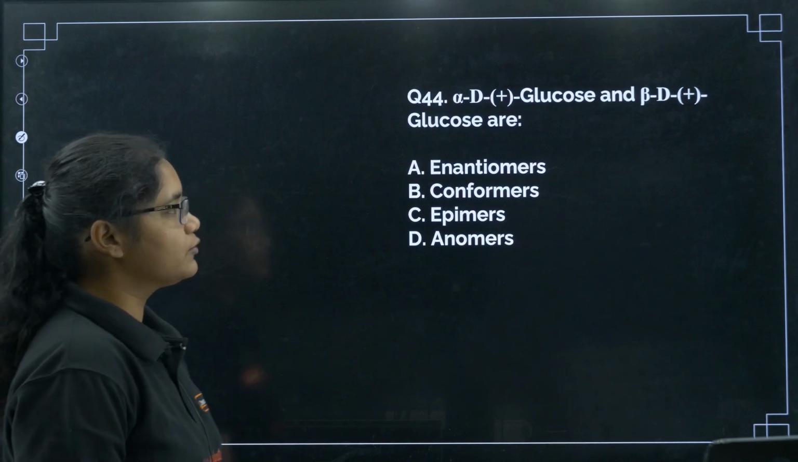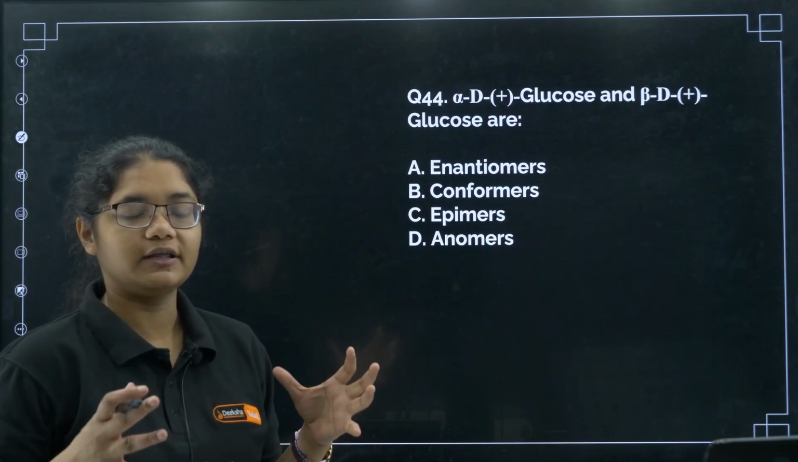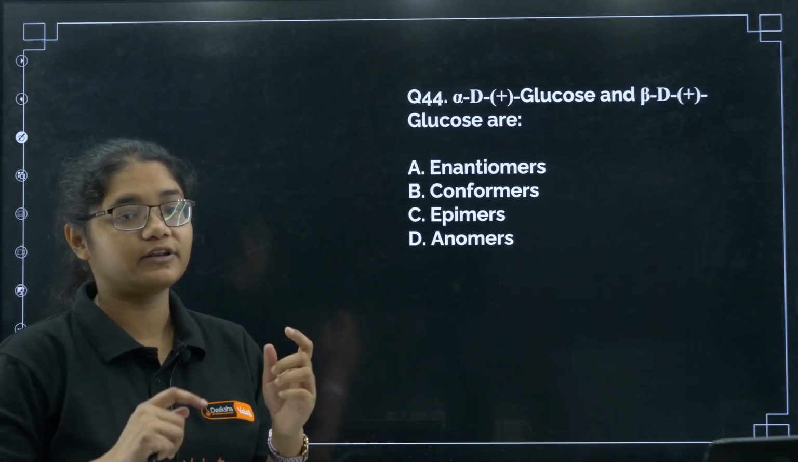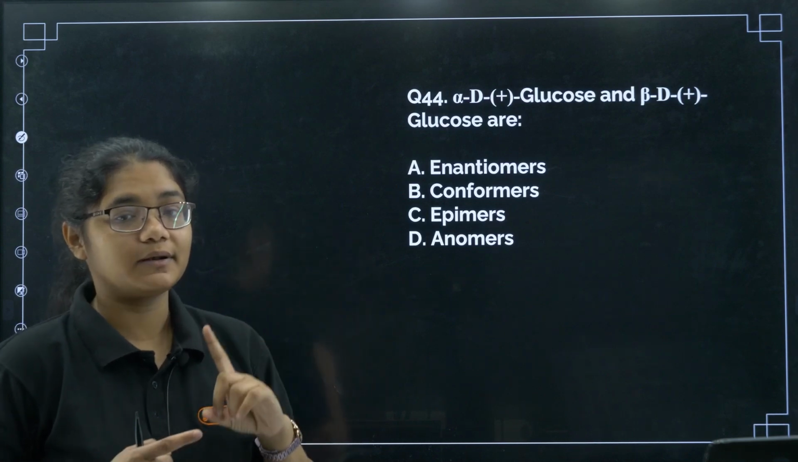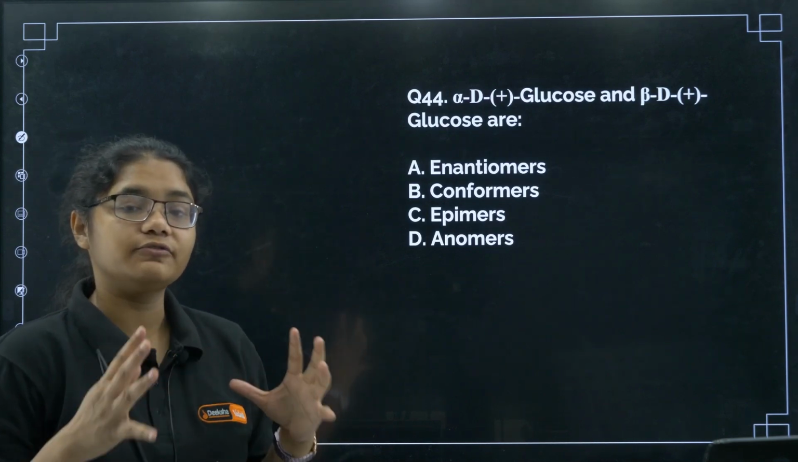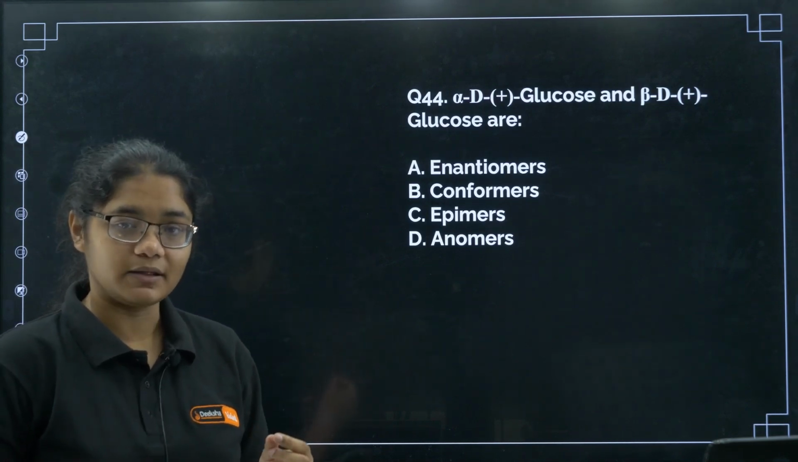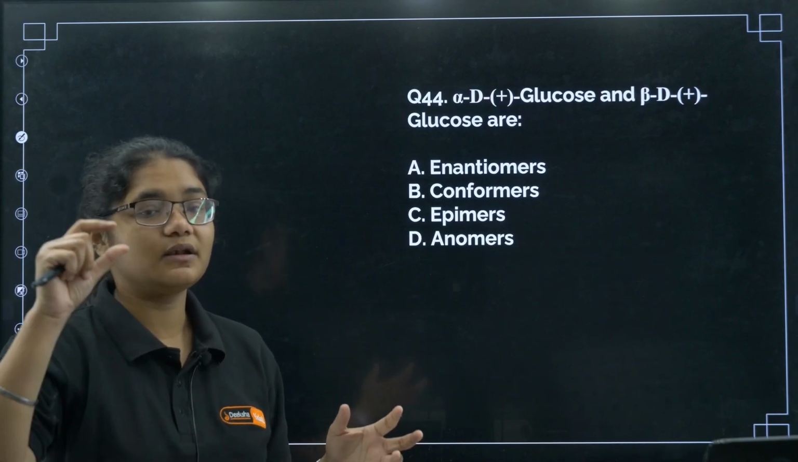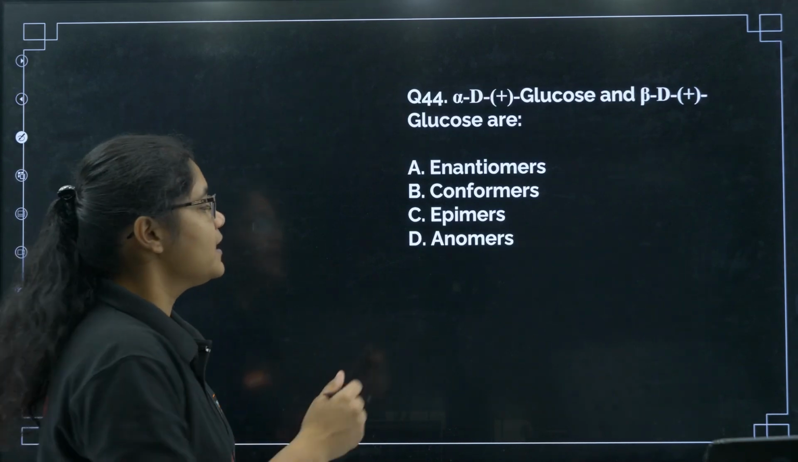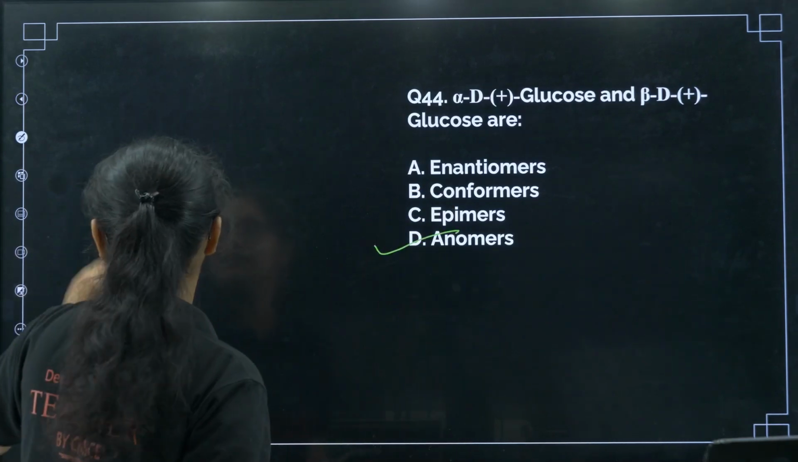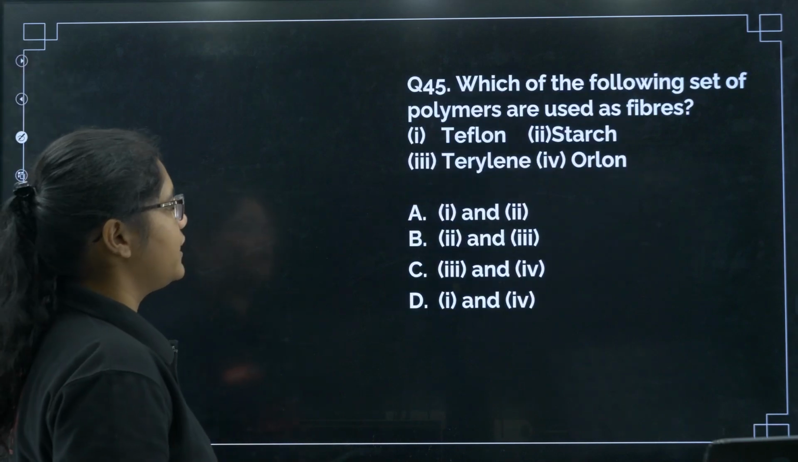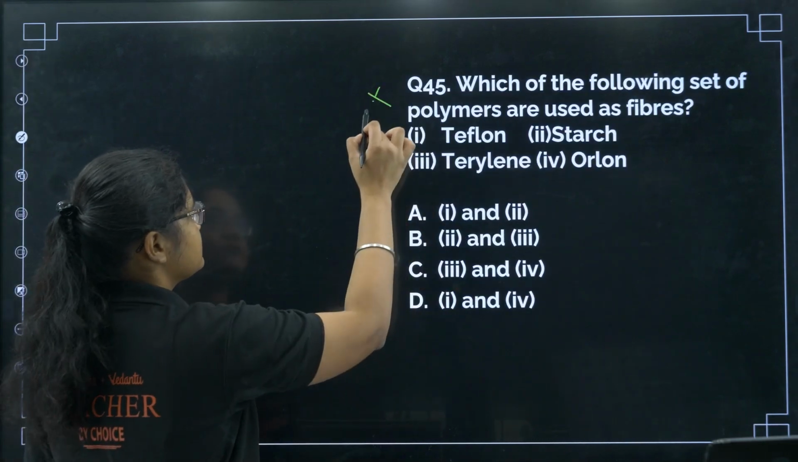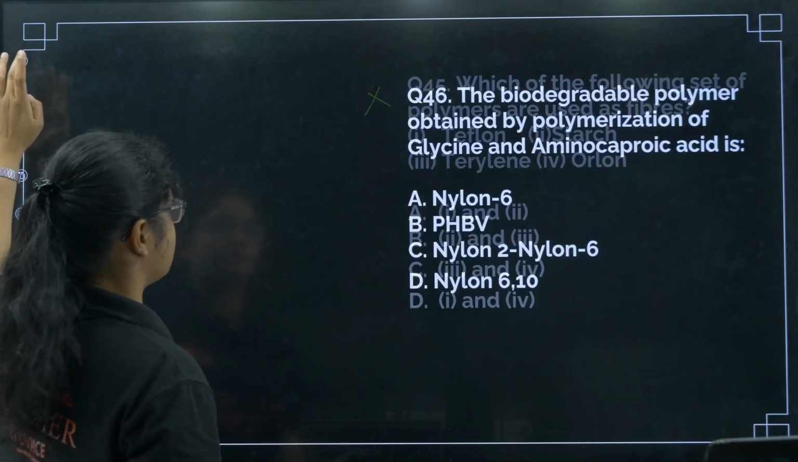Next, alpha-D-glucose and beta-D-glucose. So you know, in alpha-D-glucose and beta-D-glucose, the configuration is different only at carbon number 1. If the configuration is different only at one carbon, they are epimers, and if that one carbon is C1, then we call them anomers. So option number D here. Next, which of the following sets of polymers are used as fibers? This is from the deleted portion, so we can skip this question.